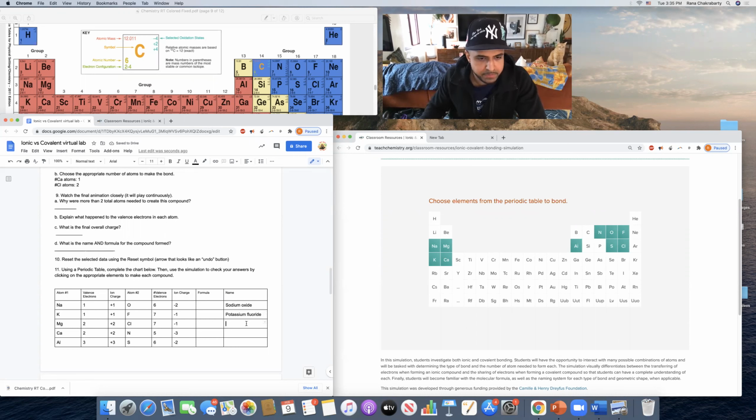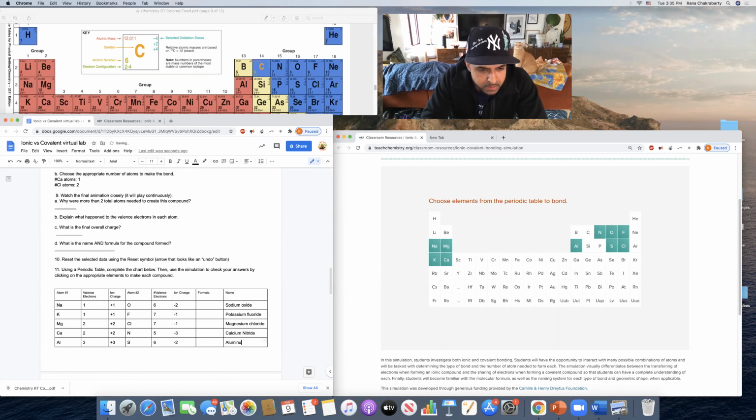Magnesium chloride. I'm hoping that you notice that the second element always ends in IDE. So it's not chlorine, it's chloride. Calcium nitride. You don't have to know this. The only thing you have to know is that the second element ends in IDE.